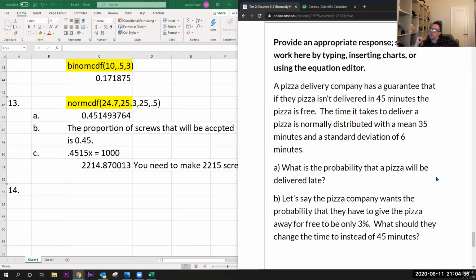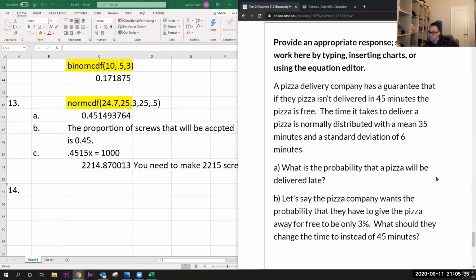So what's the probability that a pizza will be delivered late? What does it mean by that? It says if it's not delivered in 45 minutes, the pizza is free. So by late, does it mean that it takes 45 minutes or longer? That's what I'm guessing, because it really doesn't define late, does it? So I would assume that late is after 45 minutes, so they don't get it for free.